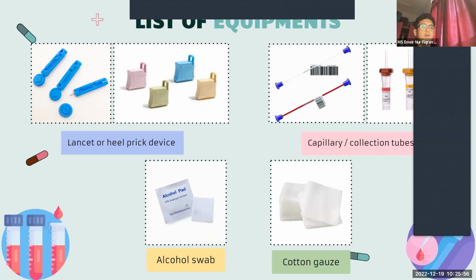So this is the list of equipment needed for capillary blood sampling. Firstly, lancet or heel prick devices. Next, capillary collection tubes, usually heparinized to avoid clotting of the blood itself. Then an alcohol swab for the puncture site, and lastly cotton gauze and tape for post collection.